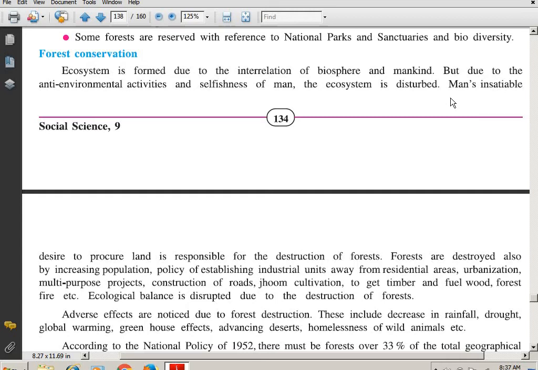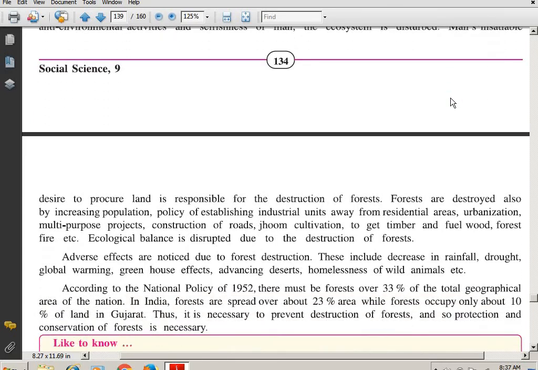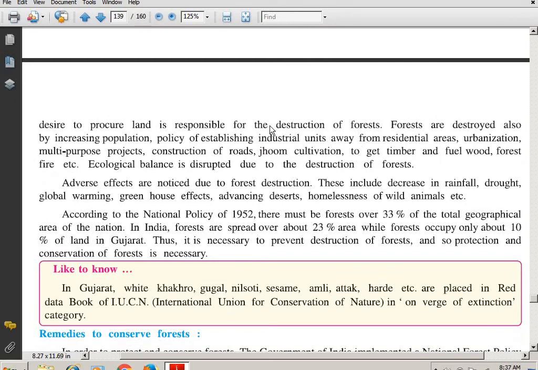Man's insatiable desire to procure land is responsible for the destruction of forests. Insatiable means that man is never satisfied. A human being is never satisfied with what he has. The more he has, the more he wants to have. And so in that greed, the desire to procure land is responsible for the destruction of the forest.